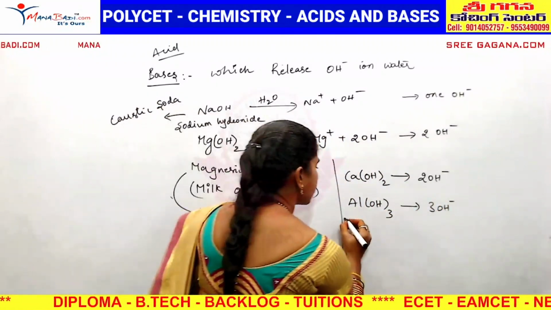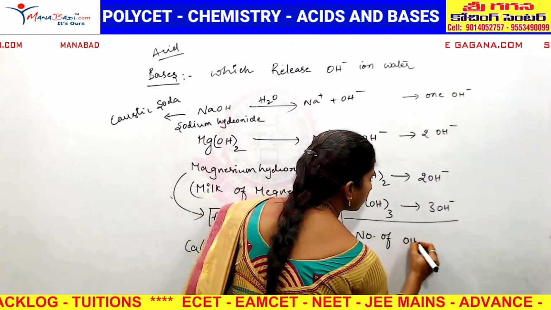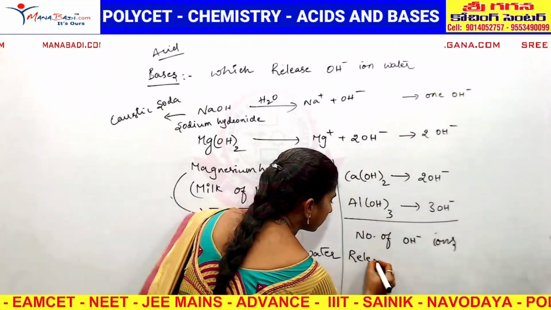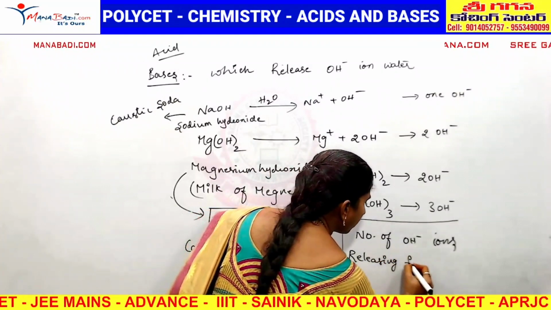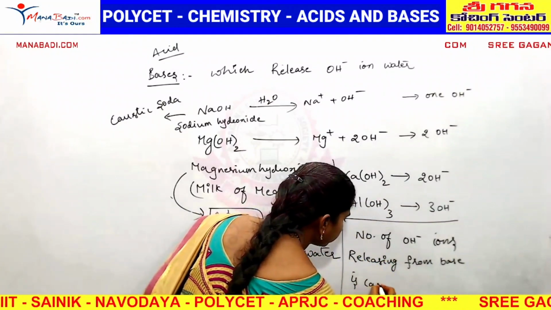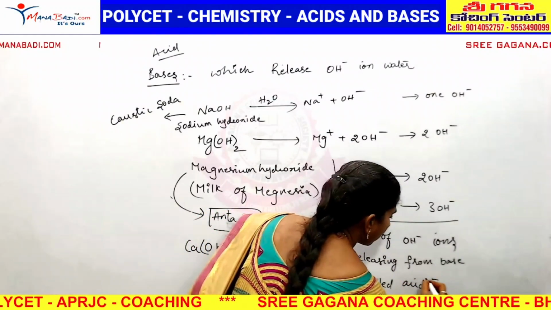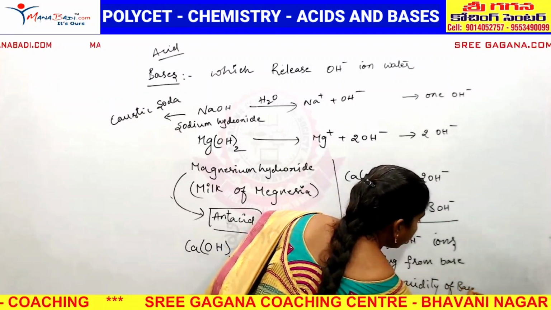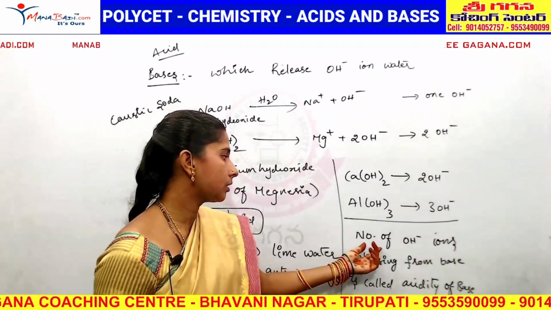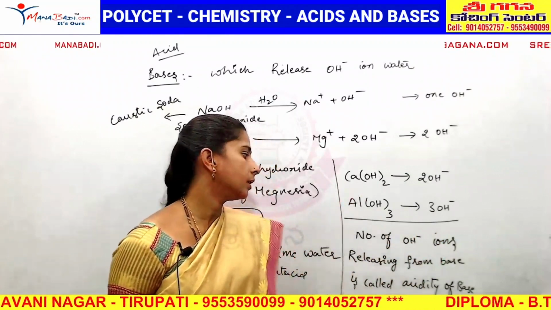Why am I discussing this? The number of OH minus ions released from a base is called the acidity of the base. Even though it is applicable for acids also, we are going to discuss that too. So the number of OH minus ions released from a base is called the acidity of the base.